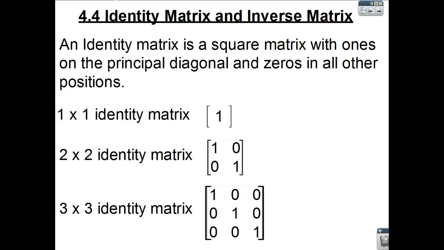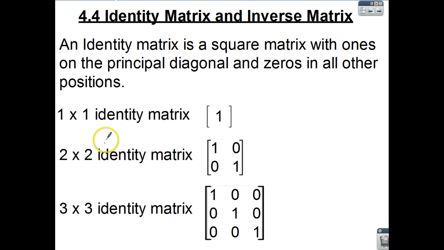Okay, we're going to be talking about identity matrix and inverse matrix. In our book, it's section 4.4. Let's start with the definition of identity matrix. An identity matrix is a square matrix with ones on the principal diagonal and zeros in all other positions.